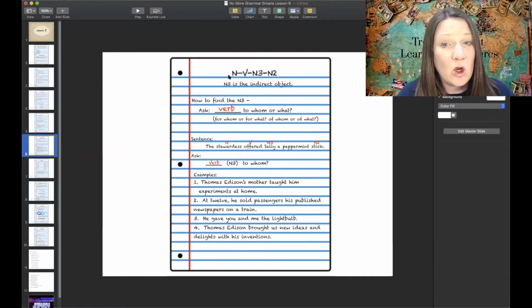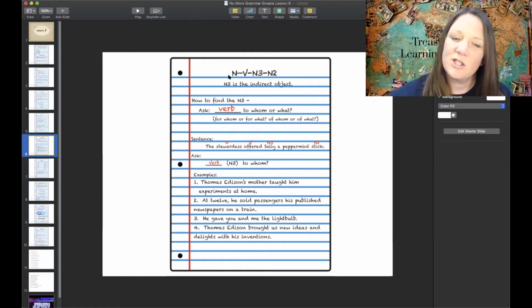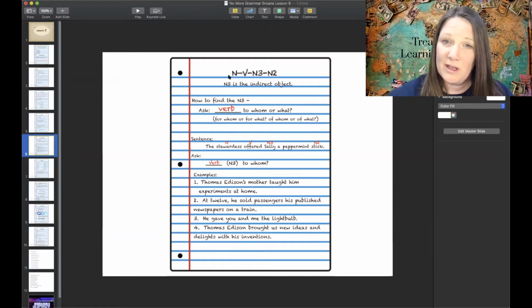Or you could say whom, to whom, or for whom. Okay, Sally. But it's easier for me if I first find that direct object. Stewardess offered what? Stick. See, I go over there to stick, and then back to whom was it offered.